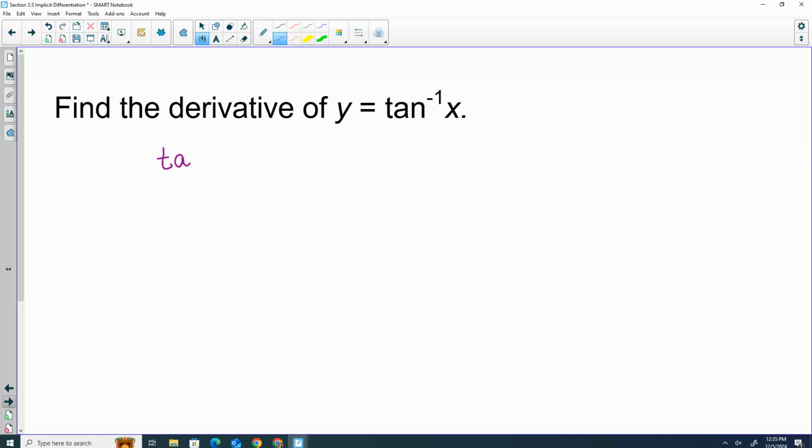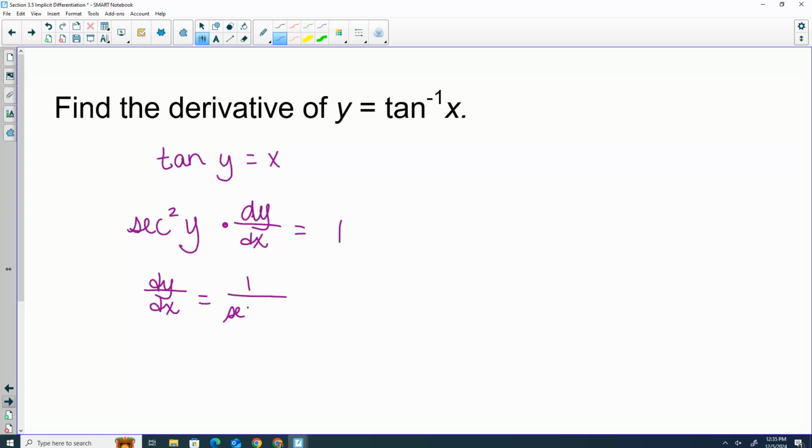So that means tangent of y is equal to x. So if I do the derivative of tangent, derivative of trig function, angle stays the same, times derivative of the inside, equals, so dy/dx is 1 over secant squared y. Okay, but my final answer is with x's, not y's.